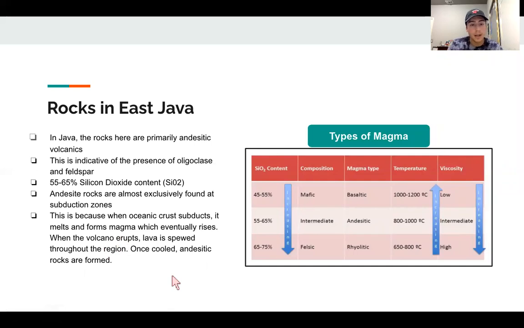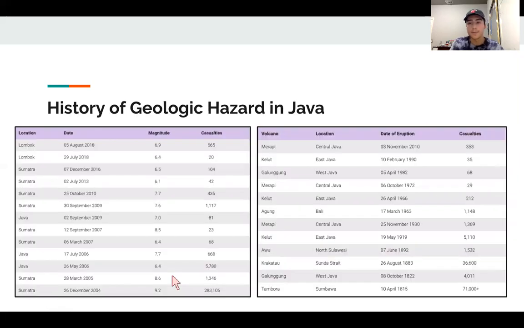So andesite rocks are almost exclusively found at subduction zones. So where we are is a subduction zone, so this isn't out of the ordinary. And this is because the oceanic crust subducts and it melts to form magma, which eventually rises. And when the volcano erupts, the lava is spewed throughout the region, and once it's cooled, andesitic rocks are formed.